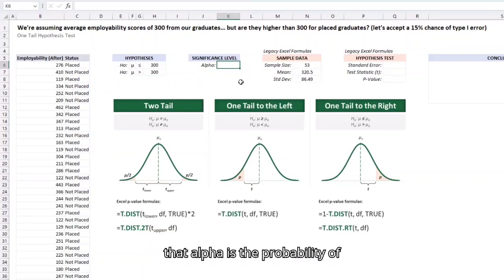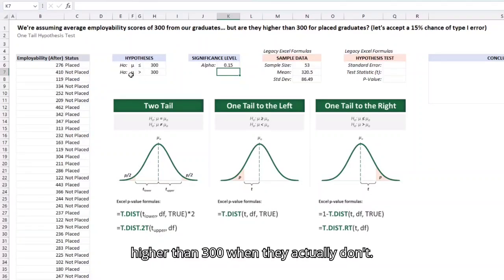We just learned that alpha is the probability of accepting a type 1 error, so it looks like this has already been defined for us. So alpha is 0.15, meaning that we're running a 15% risk of wrongly rejecting the null hypothesis, which means thinking that placed graduates have employability scores higher than 300 when they actually don't. That's our type 1 error. And that's also not the end of the world, since shooting for high employability scores makes sense anyway. So a 15% chance of making that mistake, which isn't so bad, feels good to me.